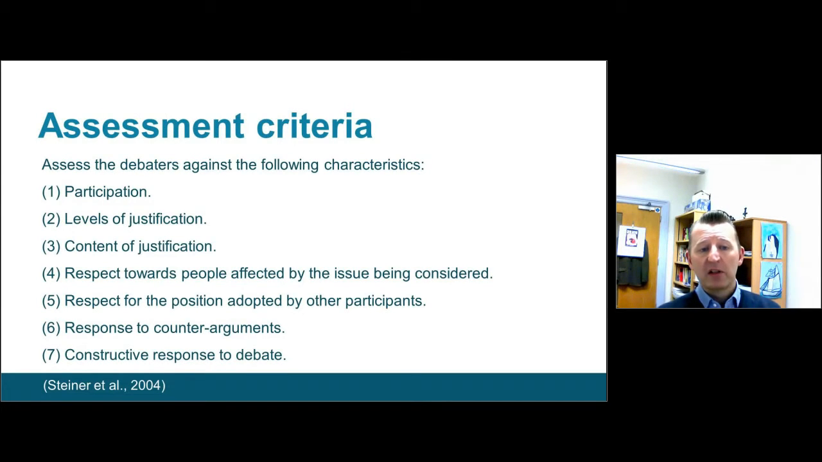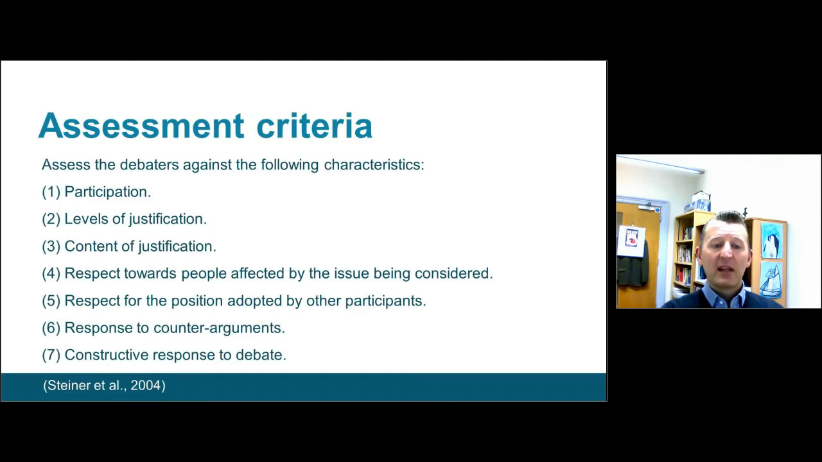Now there are different ways that we might construct criteria. I've always liked this. This isn't designed for school teachers, but Steiner et al. wrote a book where they were looking at the quality of parliamentary debate in different parliamentary institutions. And they scored parliamentarian speeches according to these 7 criteria. But it seems to me these are very similar to the criteria we might develop in school.